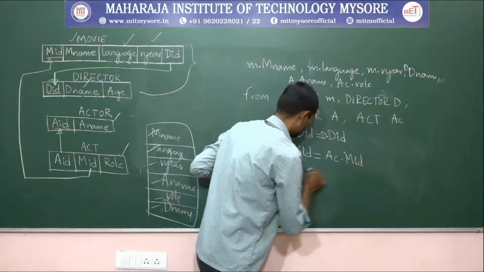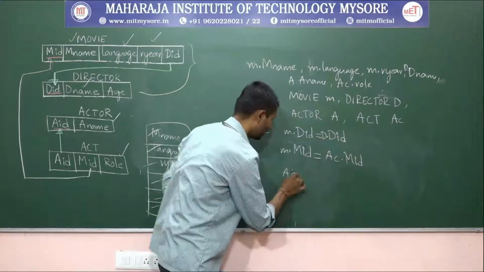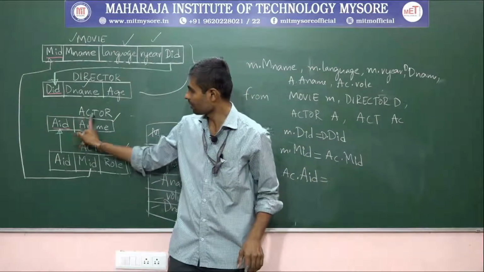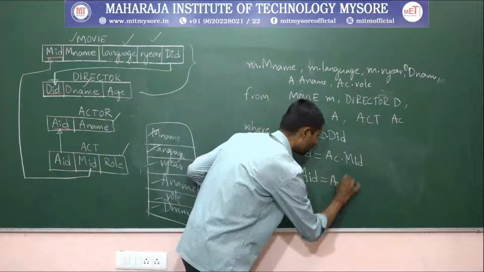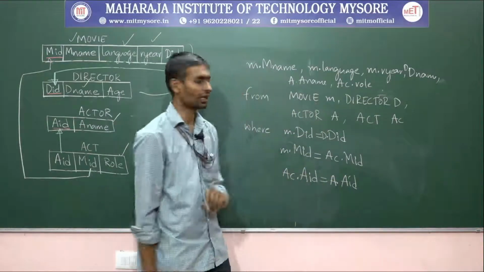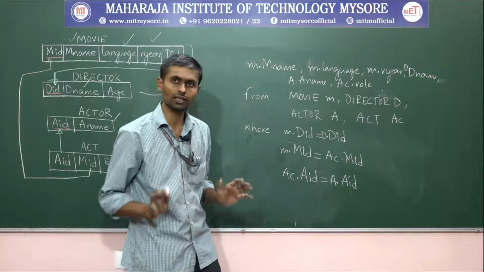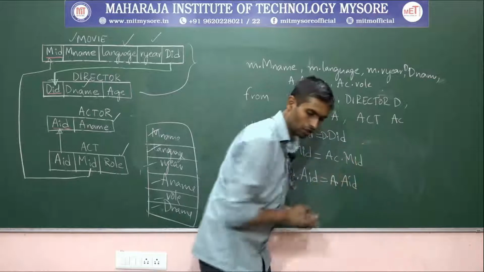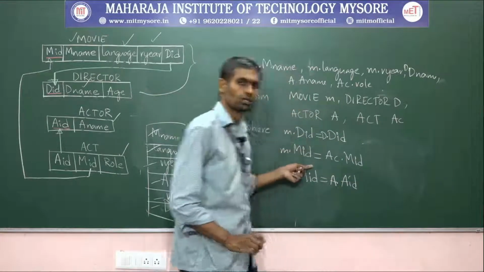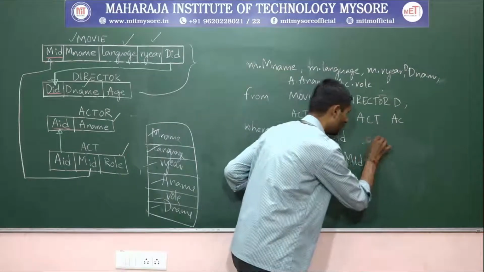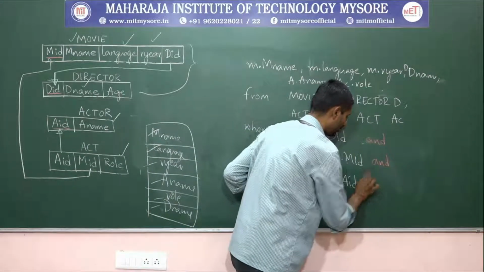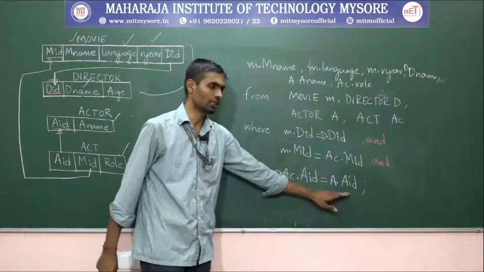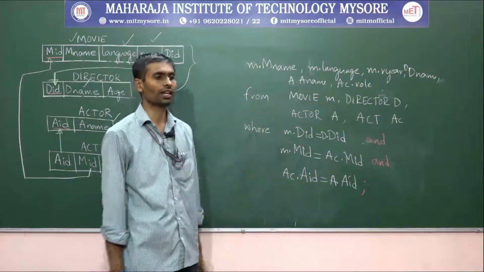Act means AC.aid should be equal to what? Actor.aid, which is A.aid, because actor means A. So all three conditions must be satisfied, then only we retrieve. Then what to do, guys? Write AND, because this also must be true, and this also must be satisfied. So make use of AND. This and this and this, all conditions must be satisfied. Put a semicolon, that's it. This executes the query, guys.